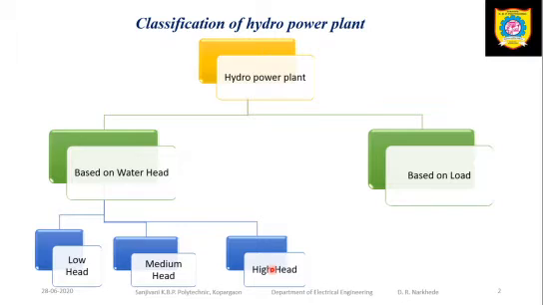Heads above 500 meter are normally considered as high head. A Pelton wheel turbine is used for this purpose. So the head is nearly 500 meter and more. In case of medium head, a larger quantity of water, more volume of water, is required. The reservoir capacity is large.